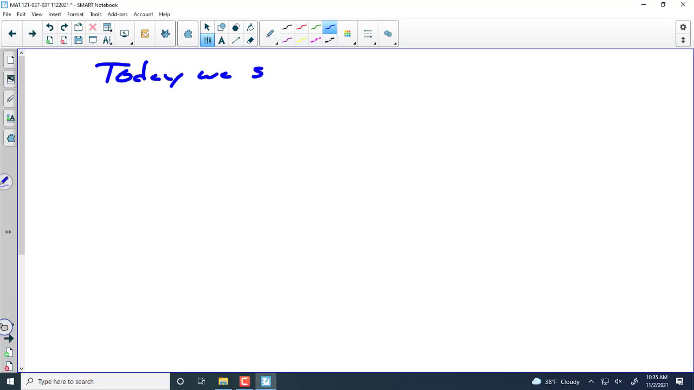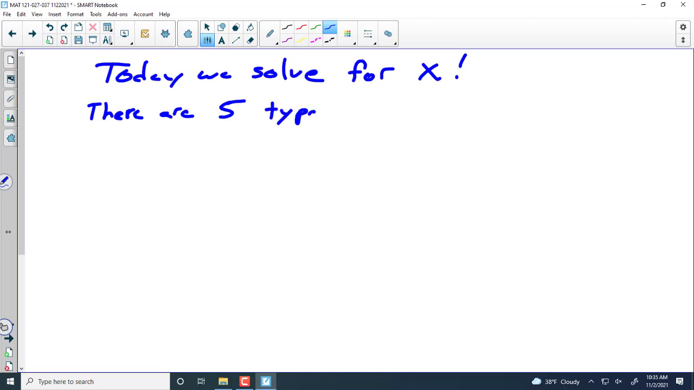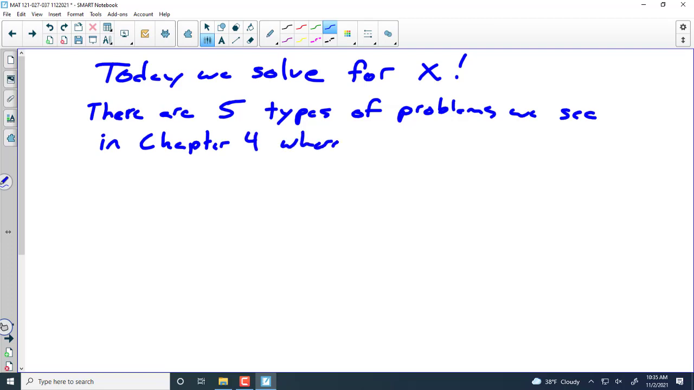Today we solve for x. And there are 5 types of problems we see in Chapter 4 where we solve for x. Okay, there are pretty much 5 types of problems, and we're going to go over all of them today.